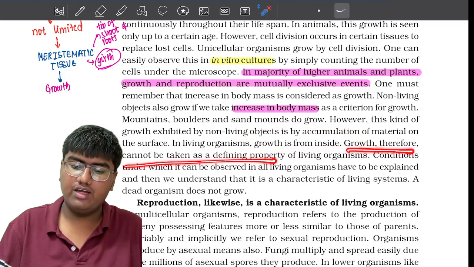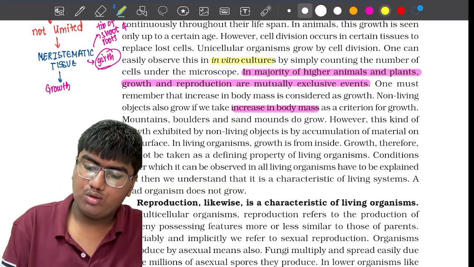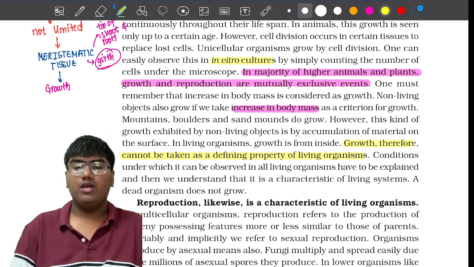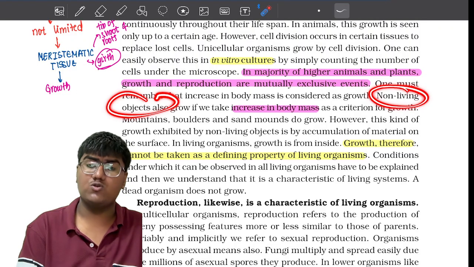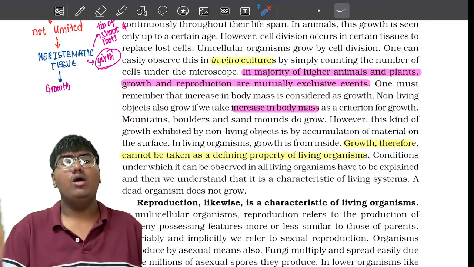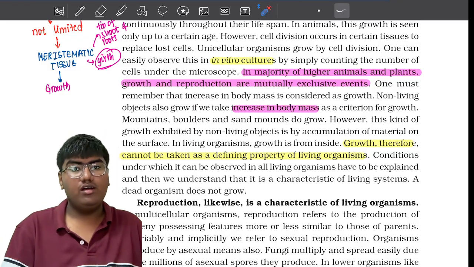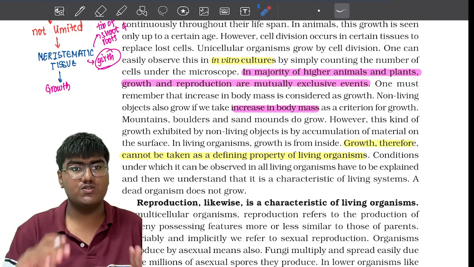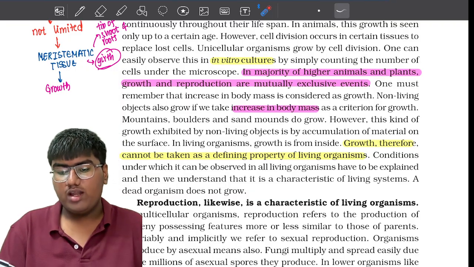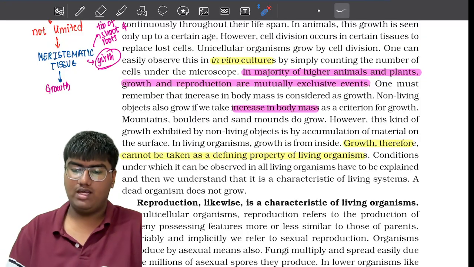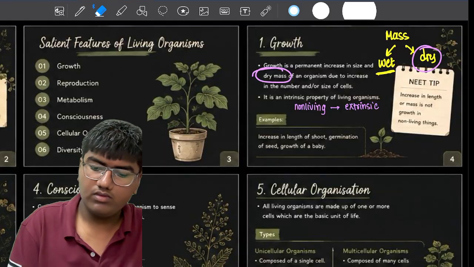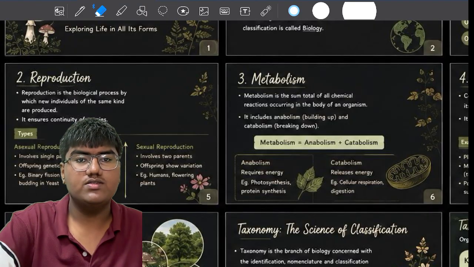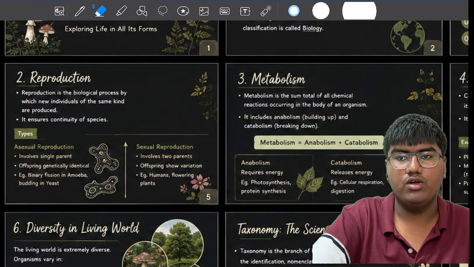Growth therefore cannot be taken as a defining property. As we concluded, we cannot take growth as a defining property for living organisms. Why? Because we see it in non-living objects also, let it be extrinsic growth, but we observe it. So what can be a defining factor for living organisms? It can be only intrinsic growth, not just growth. Conditions under which it can be observed in all living organisms have to be explained. So next comes reproduction, which is another feature that we observe.